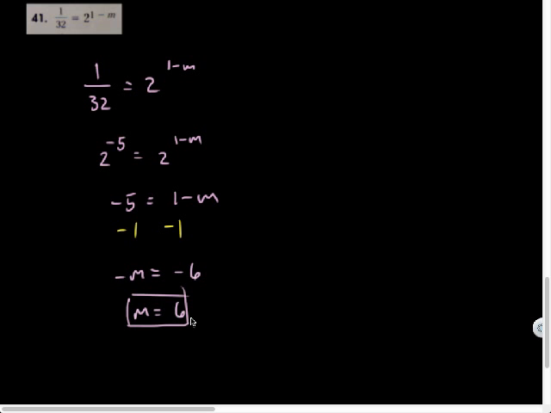Now it told us to check it. If I plug in 6 here, 1 minus 6 is negative 5. 2 to the negative 5th would be 1 over 2 to the 5th, and 1 over 2 to the 5th is the same as 1 over 32. So it does all seem to check out. No concerns there, my friends.